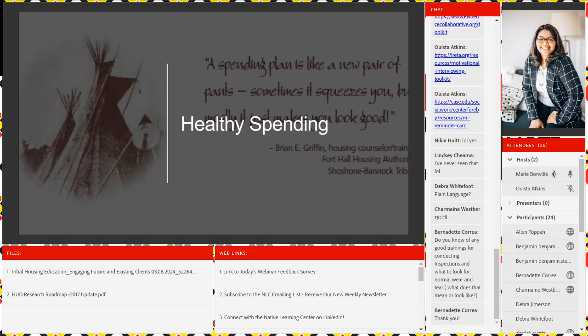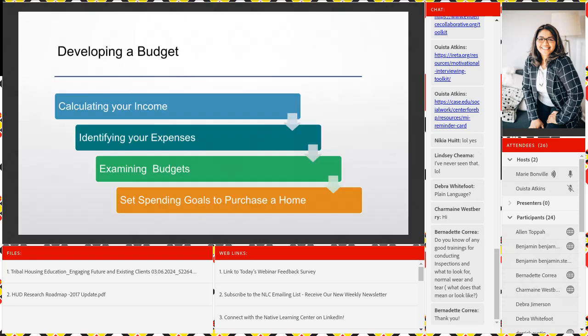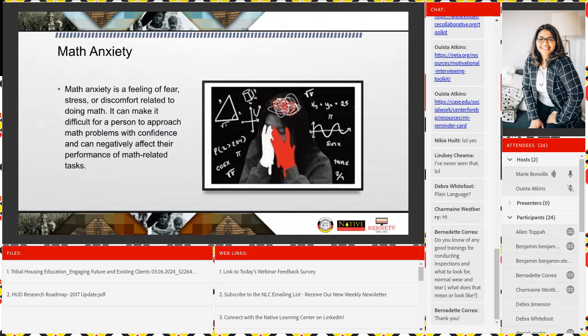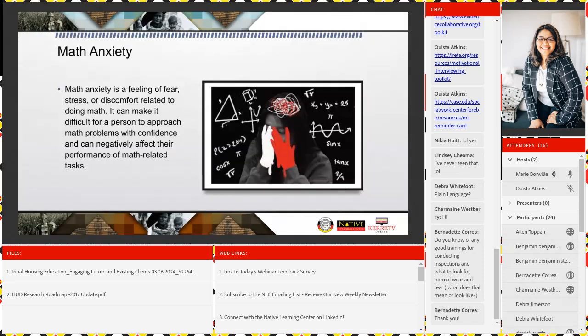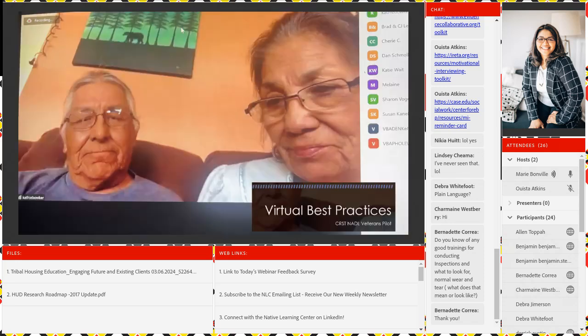So just going back to how you have to tailor it to fit your community and your need. Developing a budget, I might talk about math anxiety first, right? Because some of us, if you've ever been at the table with mom and dad and they're yelling at you because you didn't get the answer right, some of us see numbers and totally shut down, right? So maybe we have that conversation before I start getting into the heavier stuff.